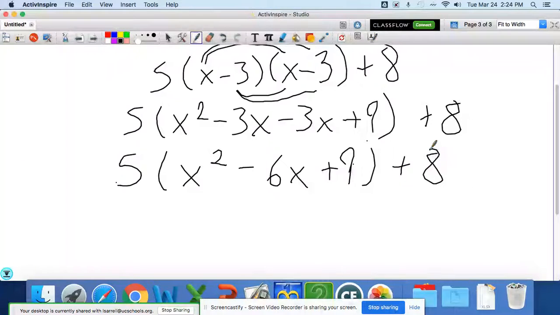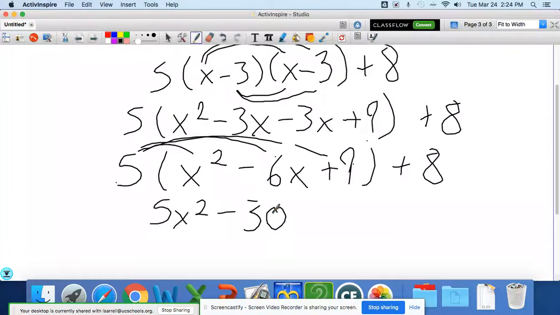We can't start using this plus 8. Please, right here, don't look and go, oh, sweet, 9 and 8, add them together. Guys, it's still trapped inside the parentheses. We have to get it out from inside the parentheses before we can start working with it. And to do that, we are going to do our same step as last time, which is now we're going to multiply by that number out front. We have 5x squared minus 30x plus 45.